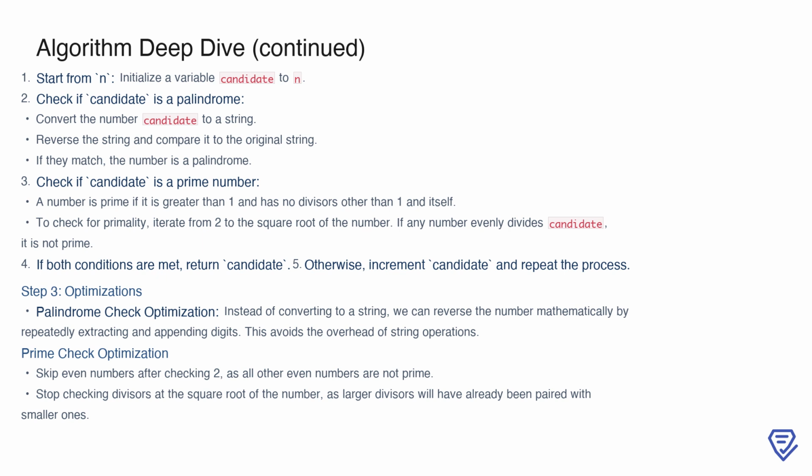To make this approach more efficient, there are a couple of optimizations we can introduce. For the palindrome check, instead of converting the number to a string, we can reverse it mathematically by extracting and appending digits, which avoids the overhead of string operations. Similarly, for the prime check, we can skip even numbers after checking 2, since all other even numbers are inherently not prime. We also limit divisor checks to the square root of the number, as any larger divisors would have already been paired with smaller ones.